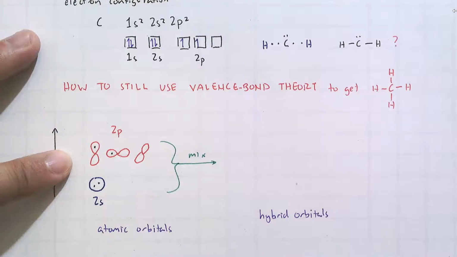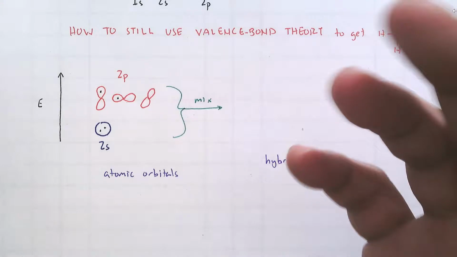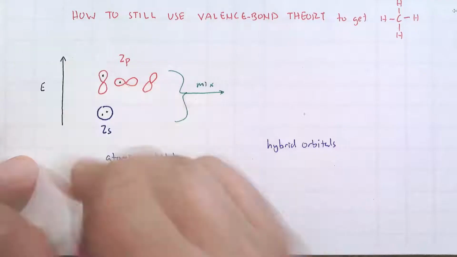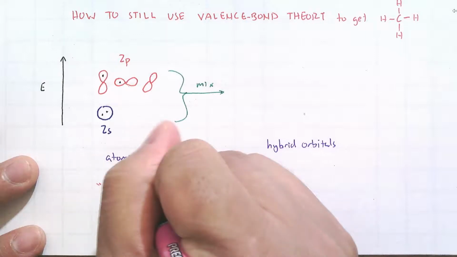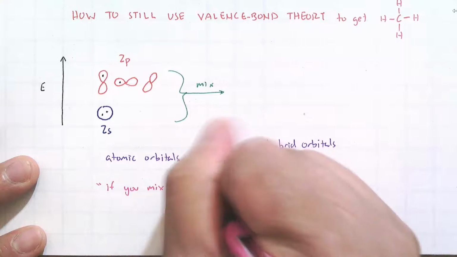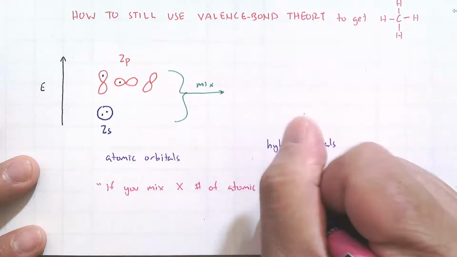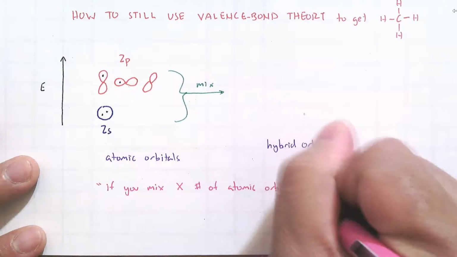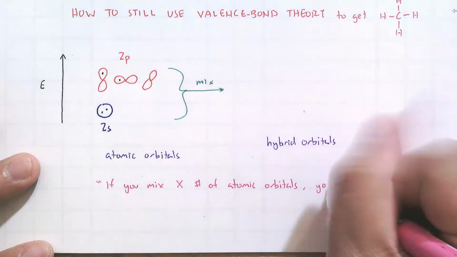And there's a rule that we've got to be aware of. It's sort of like the conservation of orbitals: if you mix x number of atomic orbitals, you get the same number of hybrid orbitals.